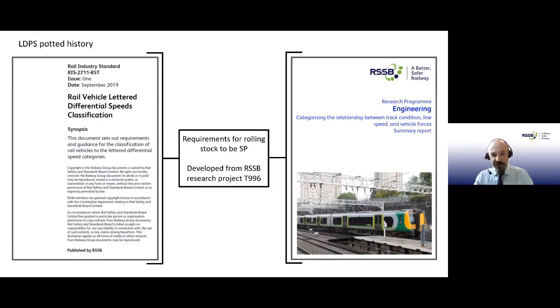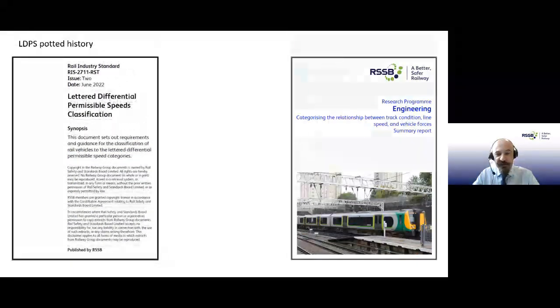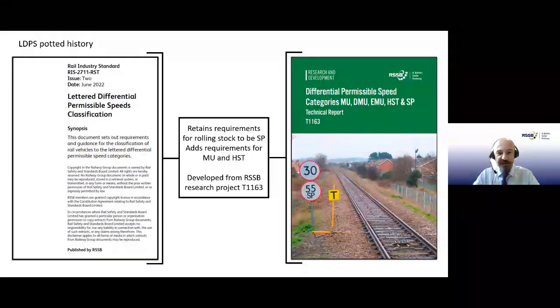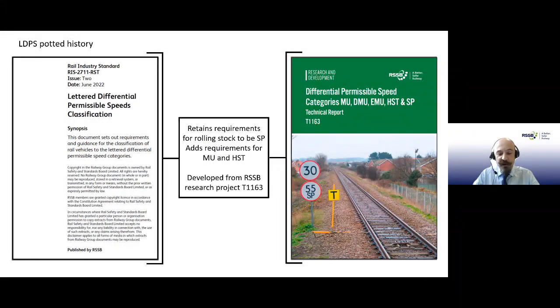SP is sometimes referred to as sprinter, but I prefer not to use that term because rolling stock doesn't have to be a traditional BR sprinter to be able to make use of the SP LDPSs. So now we're publishing issue 2, and this expands on issue 1 to also include requirements for the MU and HST classifications. These are both based on the output from a new RSSB research project, T1163, which was published last year, and both T996 and T1163 are available on Spark.